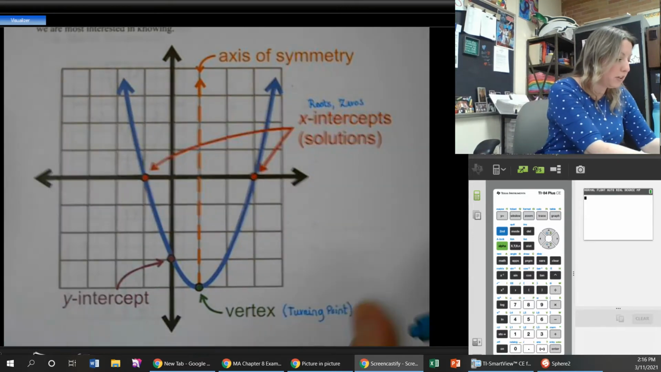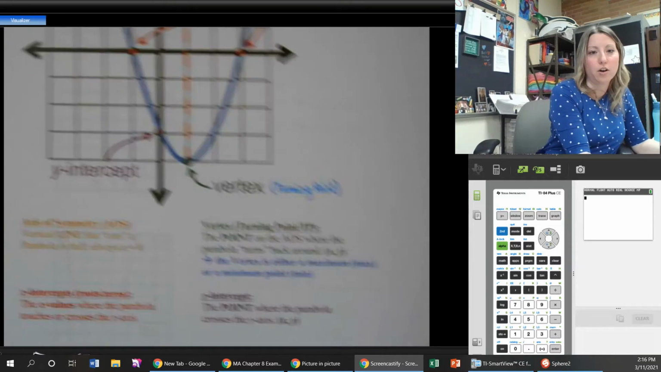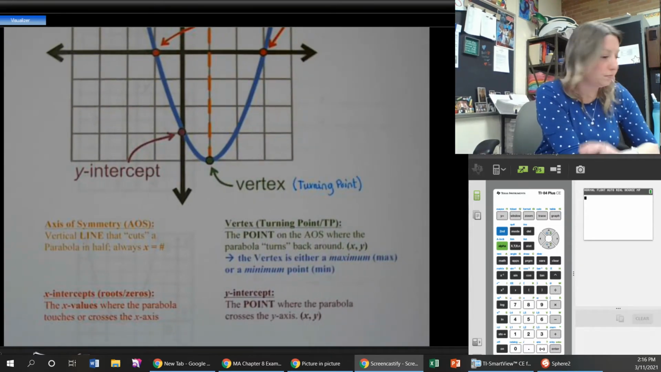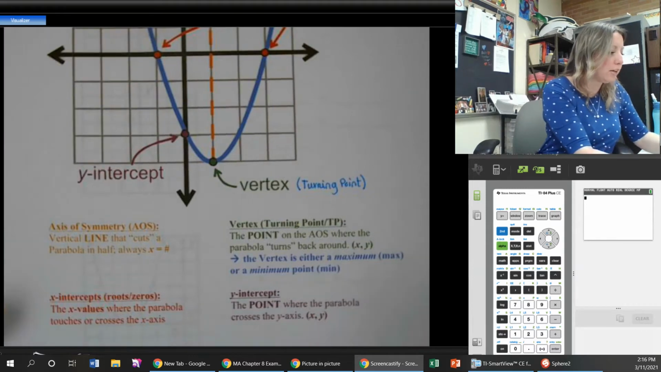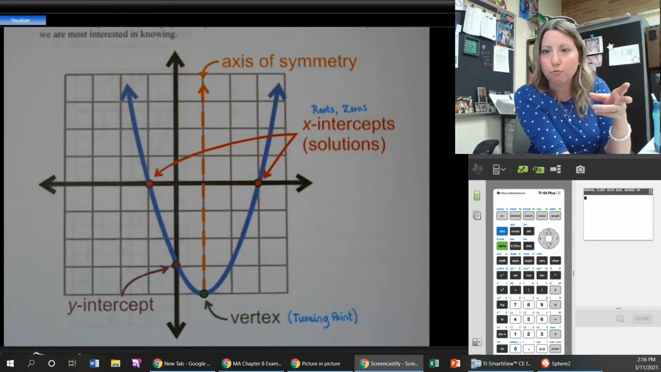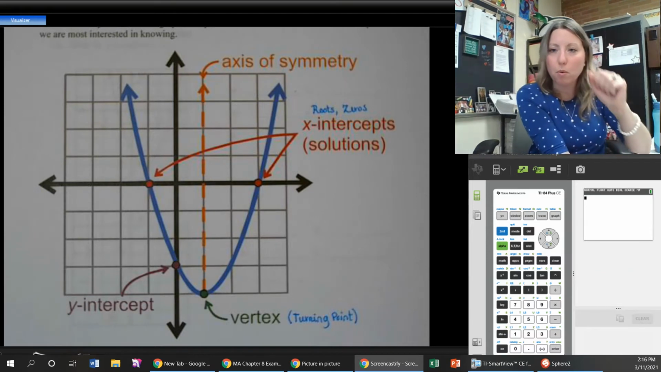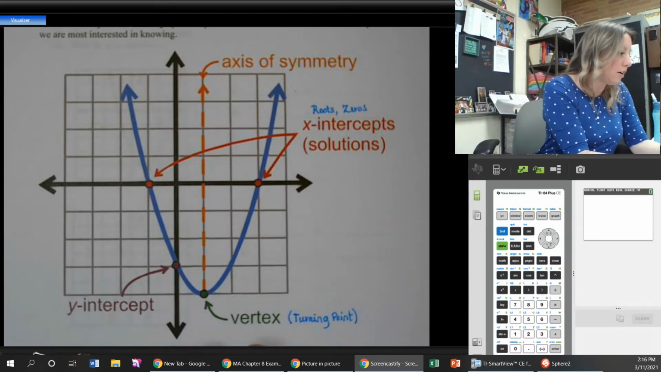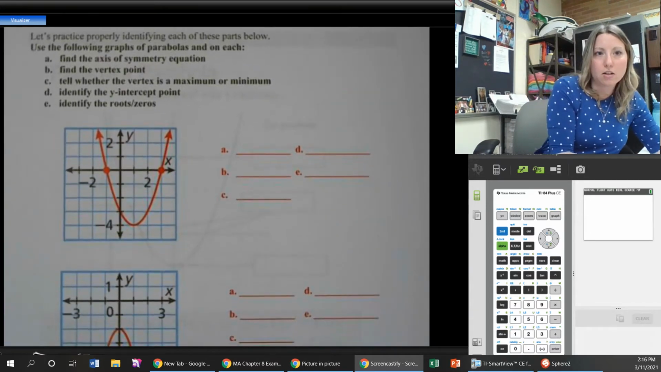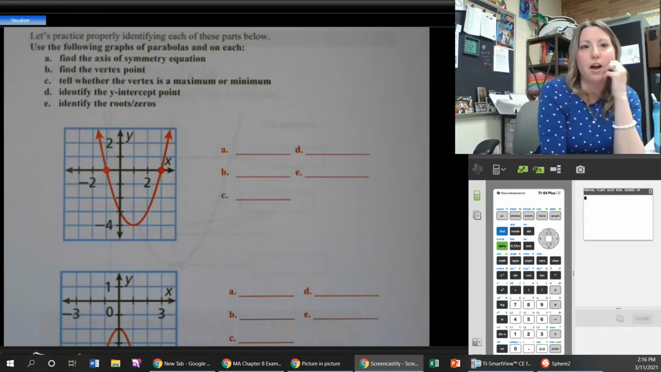Okay. All these things that I say right here are right down here, color coded and all. So make sure you know what all the pieces on this picture reference. That is what we're going to be labeling on our graphs of quadratic functions. So let's dive in. The directions here say we're going to properly identify these parts below.